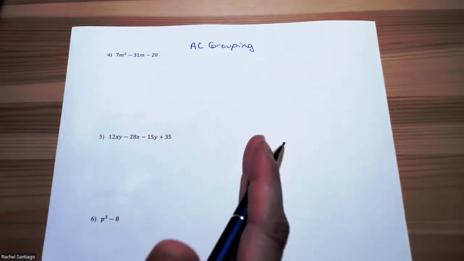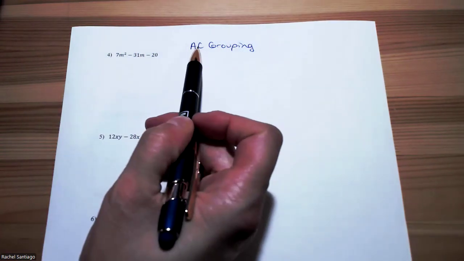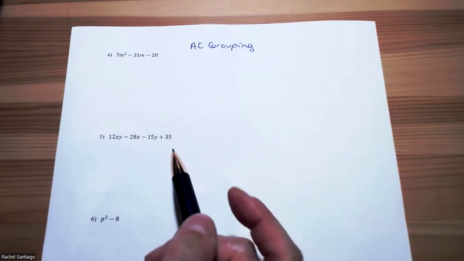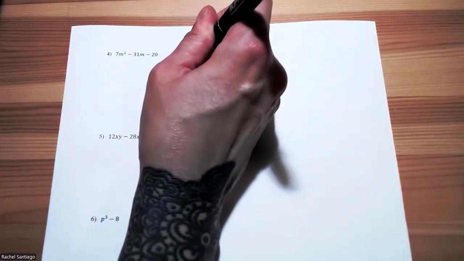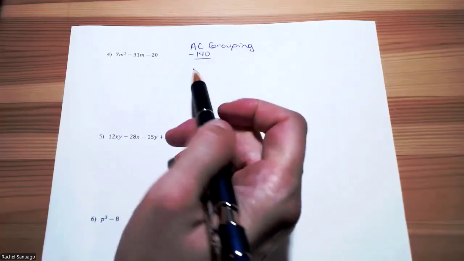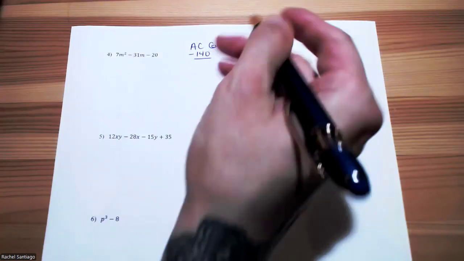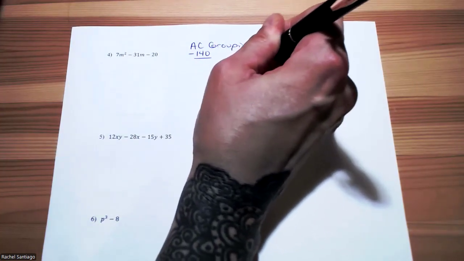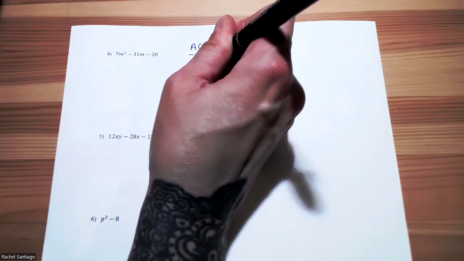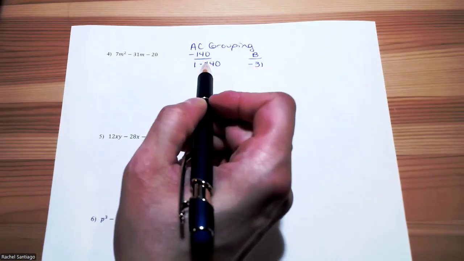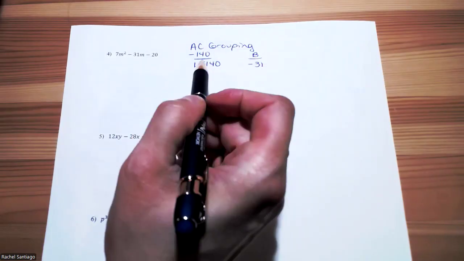The name tells you exactly what to do, right? First things first, A times C. So 7 times negative 20 is going to give me negative 140. I need factors of negative 140 that give me a negative 31. That's what I'm looking for. So let's go for it. 1 and 140, the negative has to go with a larger factor.